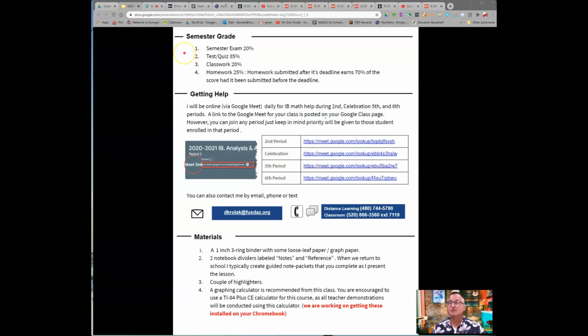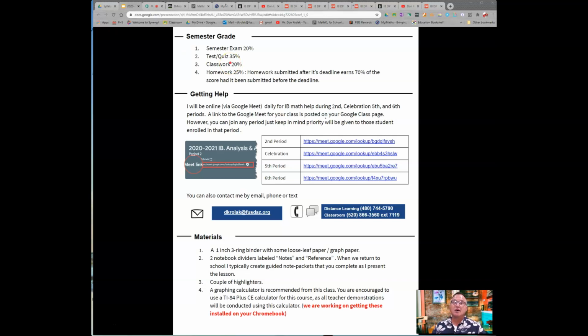Okay, your semester grade is made up of the following categories: your semester exam, 20%, tests and quizzes, 35%, classwork, 20%, and homework, 25%. So during the distance learning phase, most of the grades, or almost all of the grades, will be under the homework category.